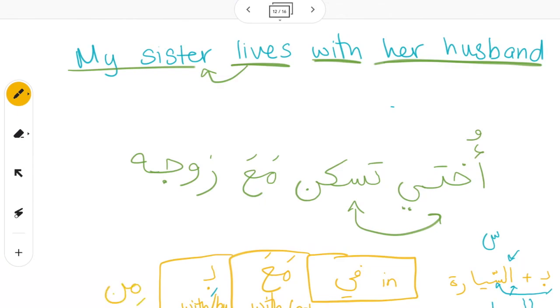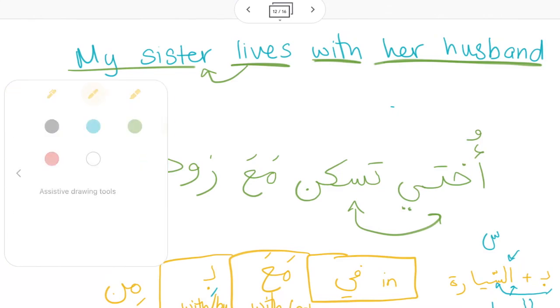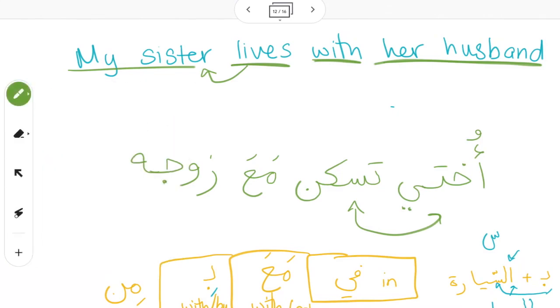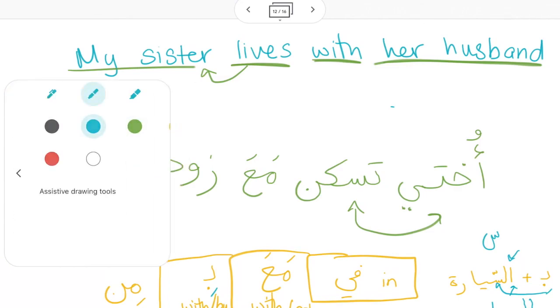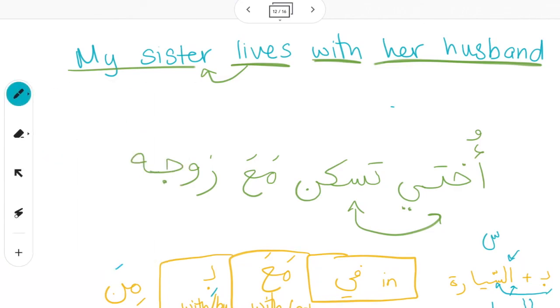What was it? Min, meaning from. And it has a helping vowel that it comes with sometimes, which is the fatha on the noon. That's only if you have a word after min that has alif lam; it gets pronounced with a fatha. For instance, if I want to say from the house, we say min and we have al-bayt. Min al-bayt.